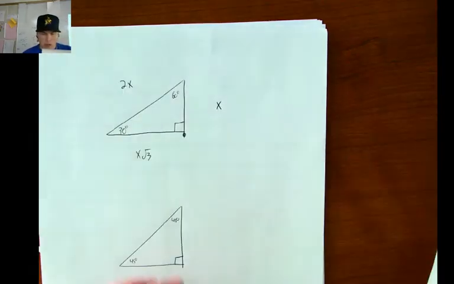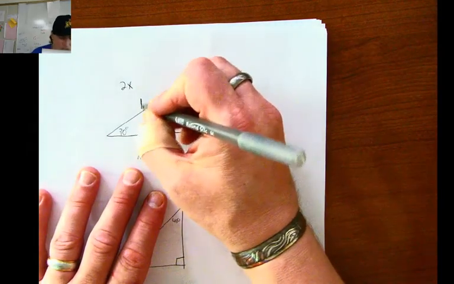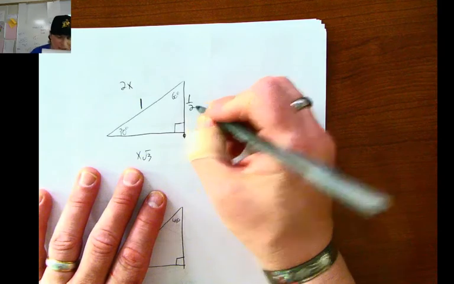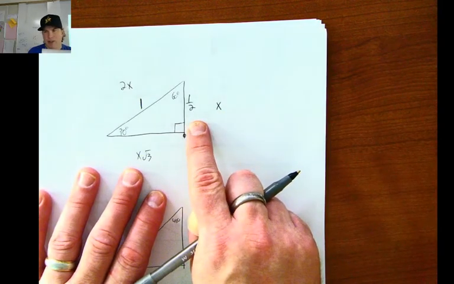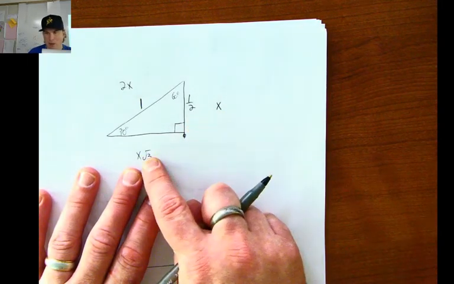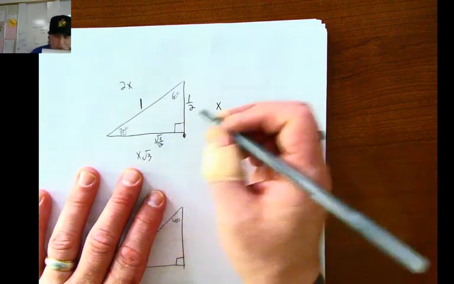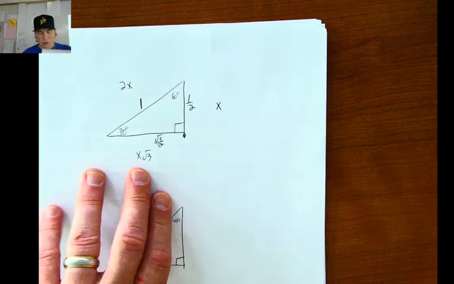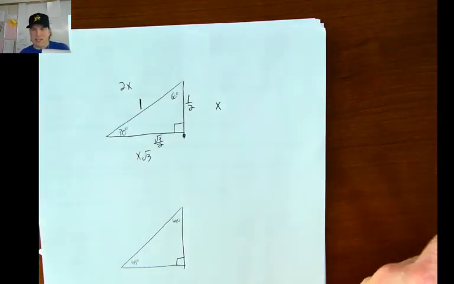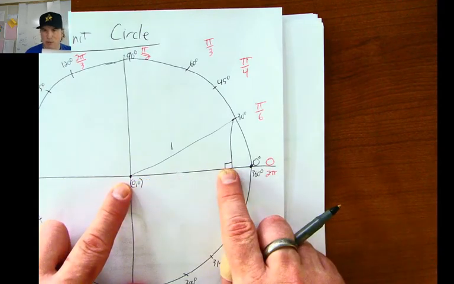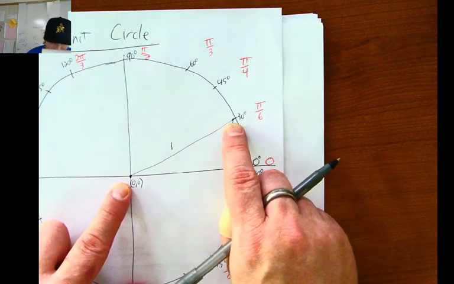So, if I go back to here, if I have a hypotenuse of 1, that means that this edge here would have to be 1 divided by 2, or 1/2. And then you take that x and multiply it by root 3, and if you multiply 1/2 by root 3, you get root 3 over 2. So this triangle is the same thing as this triangle right here. This distance was root 3 over 2. This distance was 1/2.